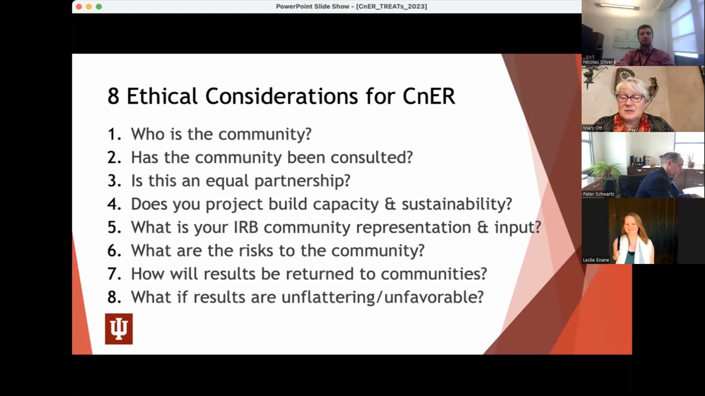What is your IRB community representation like? What type of input would they like, or do they need, that you should be providing with your projects? What are the risks to the community, not just the individuals participating in the research? How will the results be returned to communities, and what to do if they're unflattering?